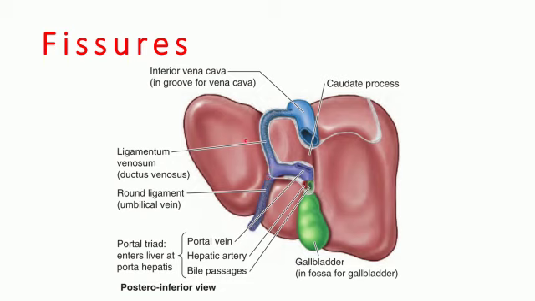And the horizontal limb of the fissure forms the porta hepatis. So a non-peritoneal H-shaped fissure will be seen on the inferior and posterior part of the liver. So this is a right limb, a left limb, and a transverse connection. The right limb is formed by the inferior vena cava groove and the fossa for the gallbladder. The left is formed by the ligamentum venosum and ligamentum teres, and the horizontal connection is the porta hepatis.